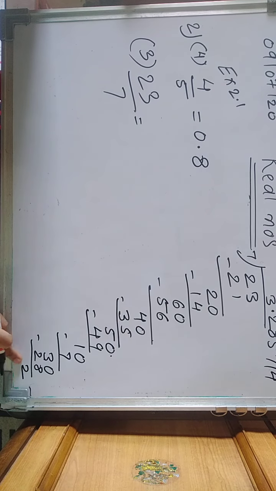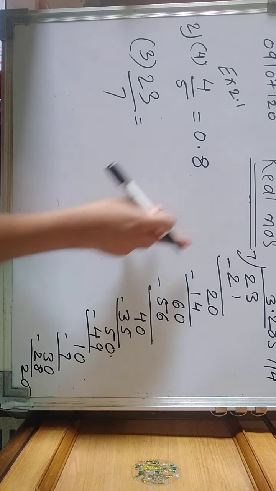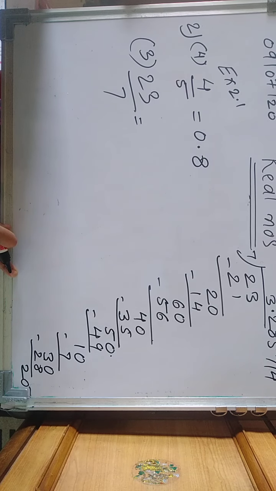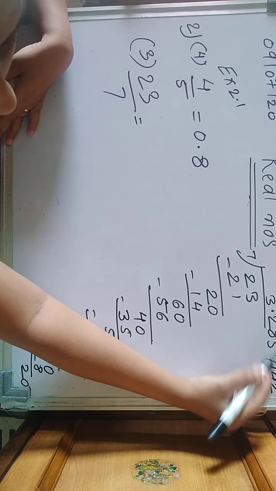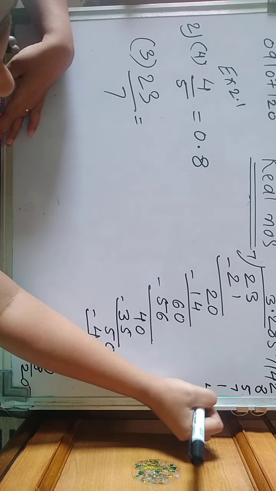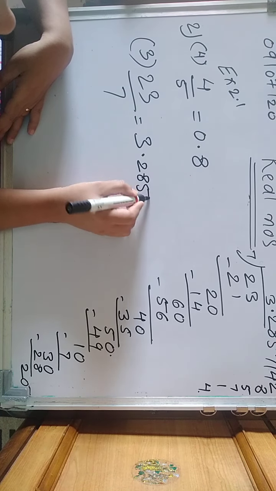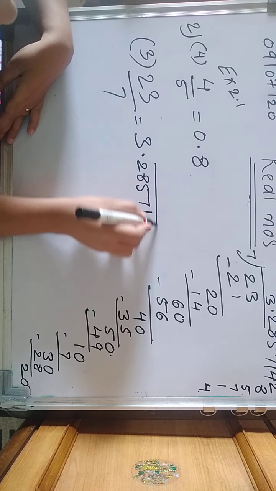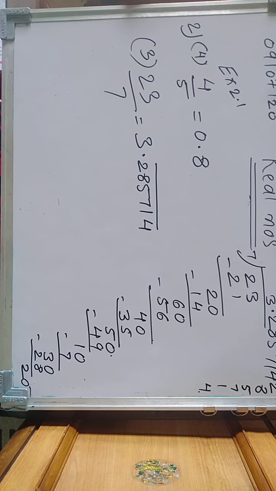See, you get 2 over here, that means the division is again going to start from here. You'll put a 0 here and the division will again keep on repeating. Okay, so you'll be having again the number 2 over here, then again the number 8, then again number 5, then again 7, then again 1, then again 4. That means this is a recurring number, 3.285714. This full thing is going to recur, it's going to repeat. Okay, this is a recurring number.